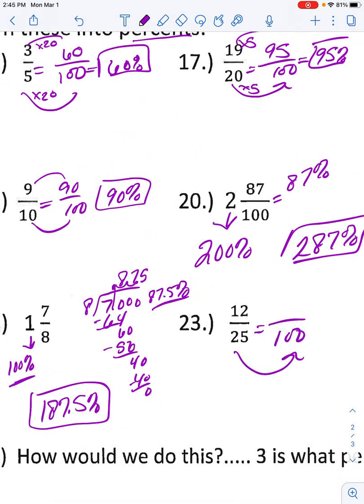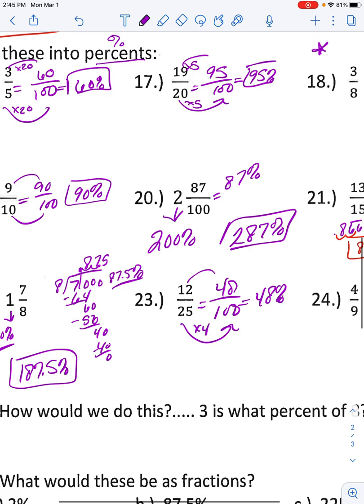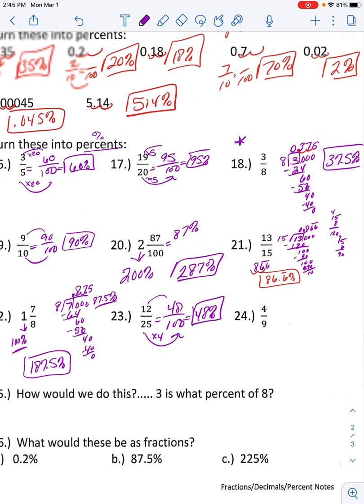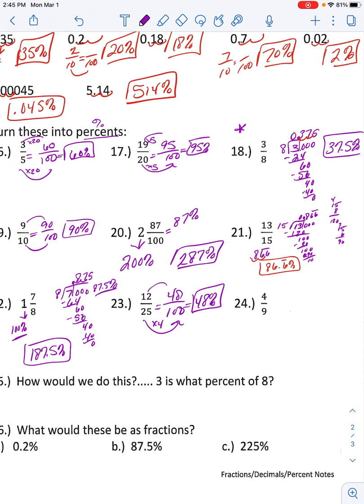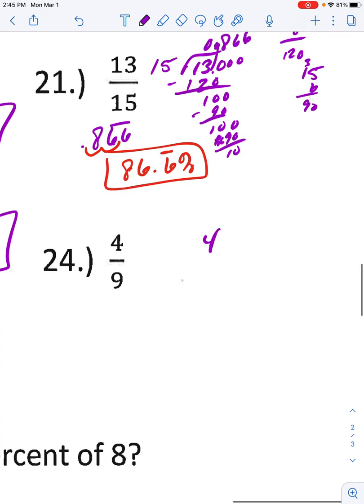12/25. This one makes life easier because I can get from 25 to 100 by multiplying by 4. So this one's just 48%. So some of them, they're going to be real easy peasy. Others of them you got to work for.